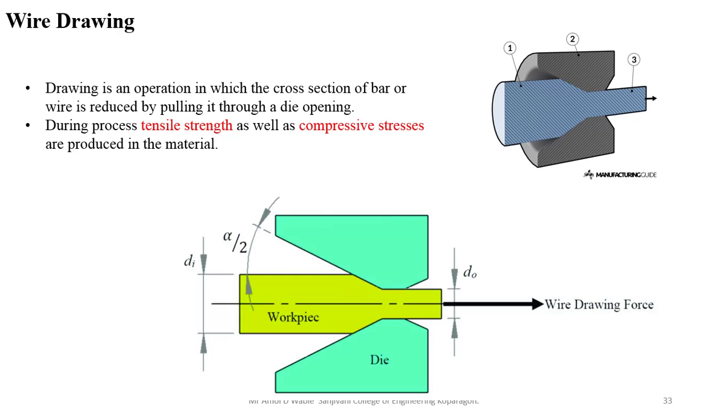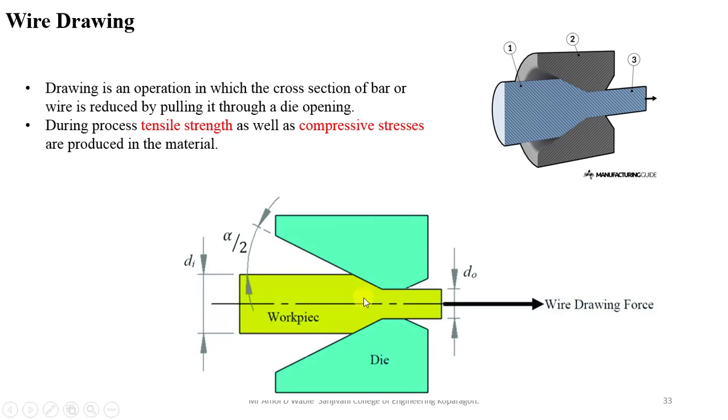Another process is also bar drawing. In bar drawing you will find that somewhat larger diameters can be used, around 6 mm, 8 mm, 12 mm. So those can be made in the bar drawing process. So how does this wire drawing process work?